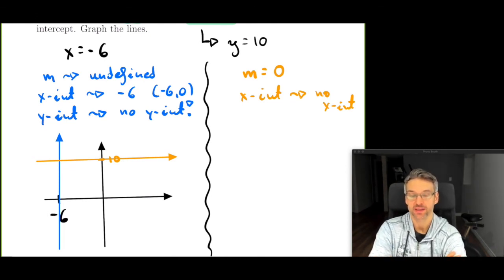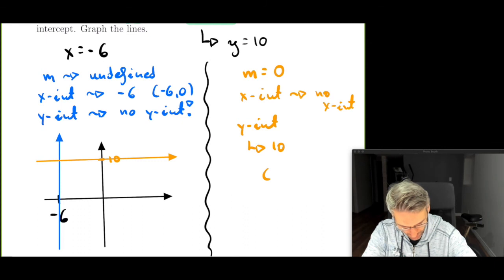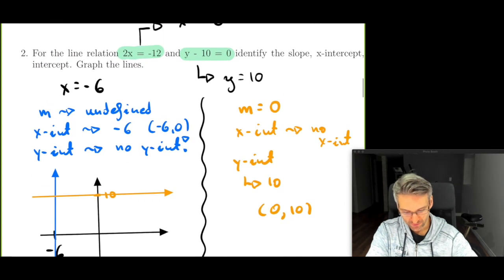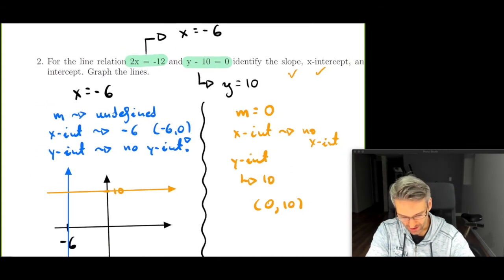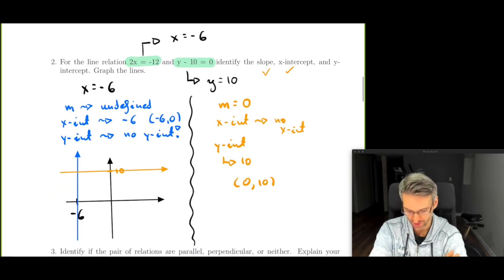All right. And then finally, your y-intercept, well, in this case, it is 10, or, if you want to be specific, that point would be (0, 10). And that's actually everything that they asked in this question. And we've also graphed it as well. So those are the graphs. That's a great question and really tests you on understanding horizontal and vertical lines.